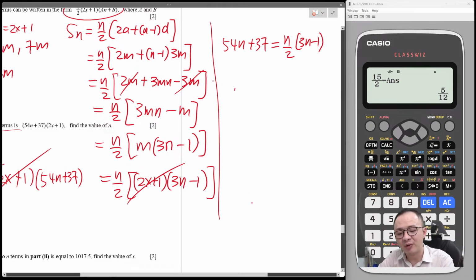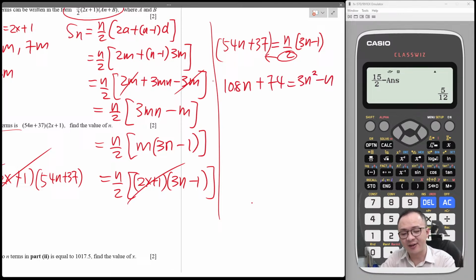So yeah, multiply 2 to the other side. Okay, so I should get 108n plus 74. This one is 3n squared minus n. Ayo, why is the number so big? 3n squared minus 109n minus 74.